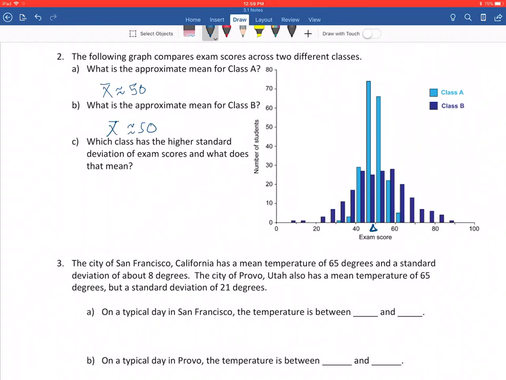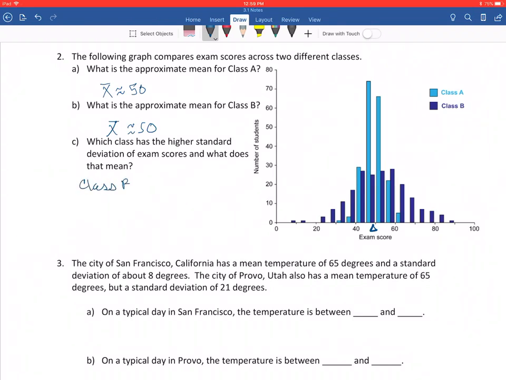However, we can clearly tell by looking at these two graphs side by side there on that axis that these classes differed a lot in how they did on these exams. So which one of these classes would we say has the higher standard deviation, and what does that mean? Remember, standard deviation is a measure of variability, how spread out your data is. So the higher standard deviation is going to mean more spread out.